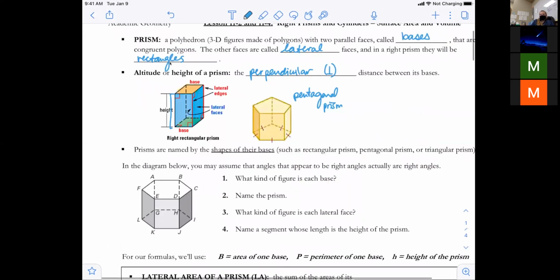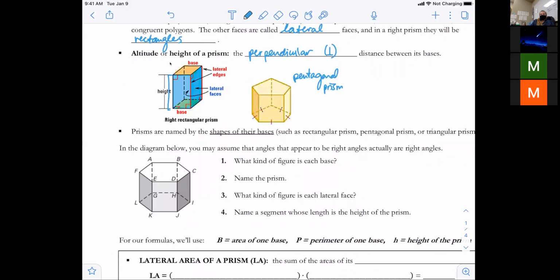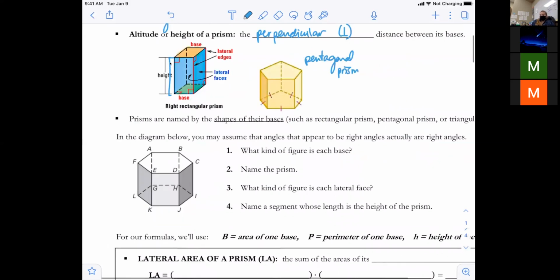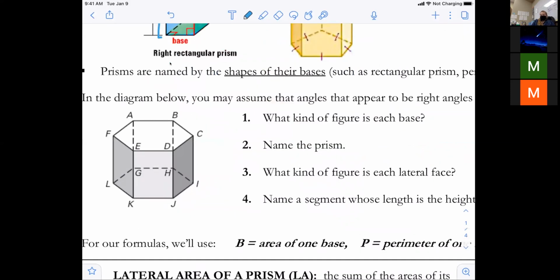All right, so I've got a diagram below. You can assume angles that look like they're right are right. What shape is each base? What's the shape of these bases here? What was it? Hexagon. Very good. It's a hexagon. 6 sides, hexagon. So we're going to call it a hexagonal prism.